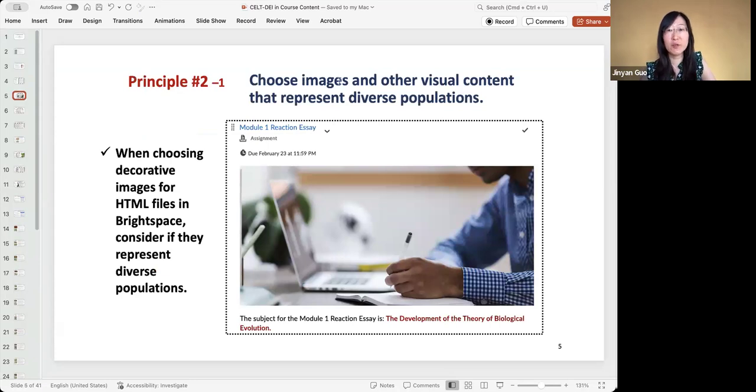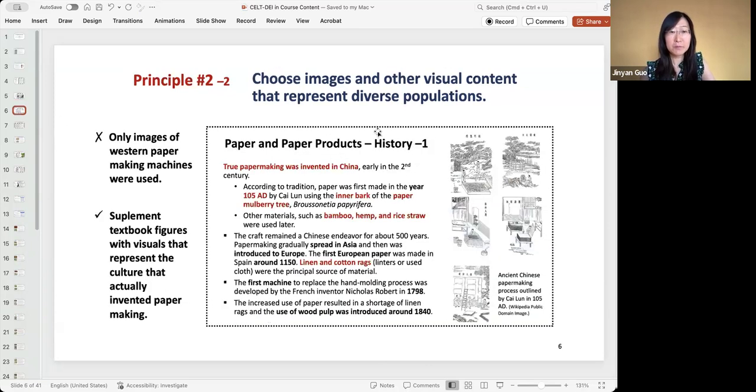Principle number 2 is to choose images and other visual content that represent a diverse population. So in Brightspace, when I set up an assignment and choose what are called decorative images, I try to choose images from a diverse population. So here is an example. And also, for course content, diverse images are needed.